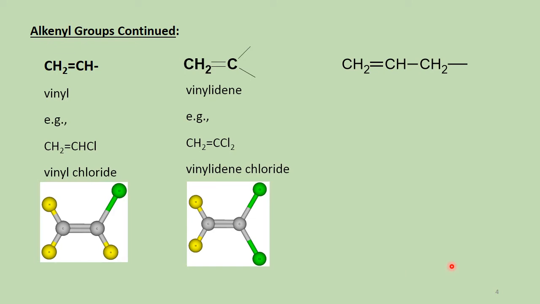Another group that is similar but different than the vinyl group is called an allyl group. Some people call it an allele group.